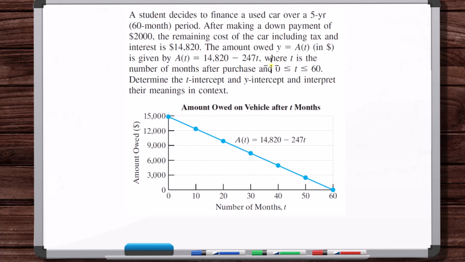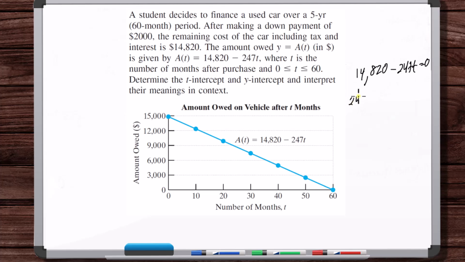Because you're starting at 0, obviously time 0 when you buy the car, but the loan is a 5-year loan. So that's the domain. You can't just input 1,000 years into here, right? Or whatever that will correspond to in months. Okay, determine the t-intercept and y-intercept and interpret their meanings in context. Okay, so the t-intercept, where does this function intercept the t-axis? Well, you set the function equal to 0 and solve for t.